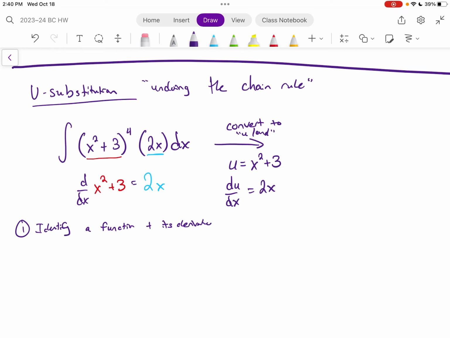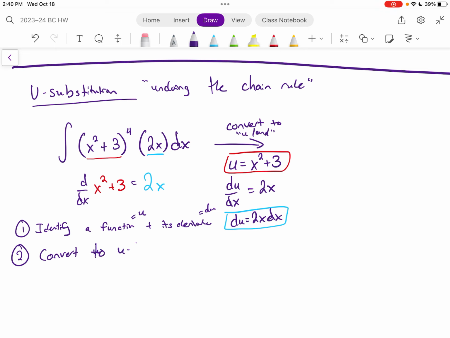But if we think about this as a differential, I'm going to multiply by dx, and I could say something like this. So we're going to keep track of these two things. I'm going to box them in red and blue so that we can rewrite ourselves in u-land. So convert to u-land once we've identified these functions. So I should say a function and its derivative, u and du, and convert to u-land.